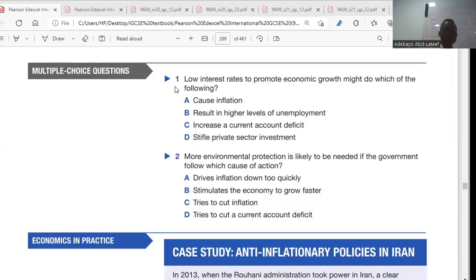Question 2. More environmental protection is likely to be needed if the government follows which course of action? Inflation down, grow faster, right? Yes, it will grow faster, to stimulate the economy to grow faster. The answer is B. We said it already that for the environment, there is a trade-off between environment and economic growth. Is it clear, please? So that's the end of chapter 34.